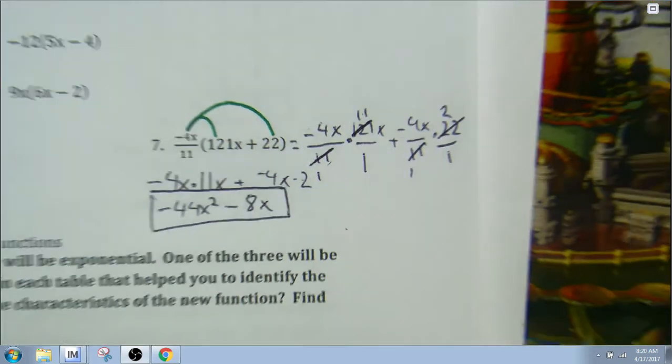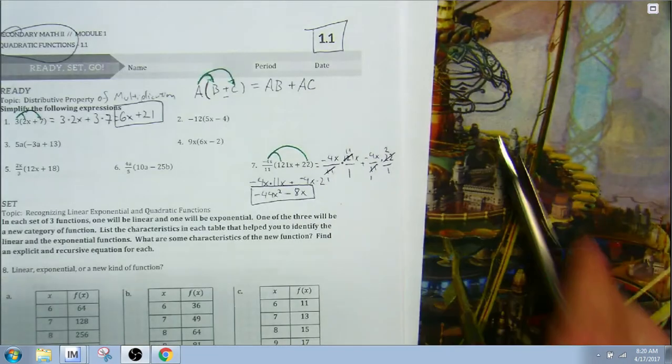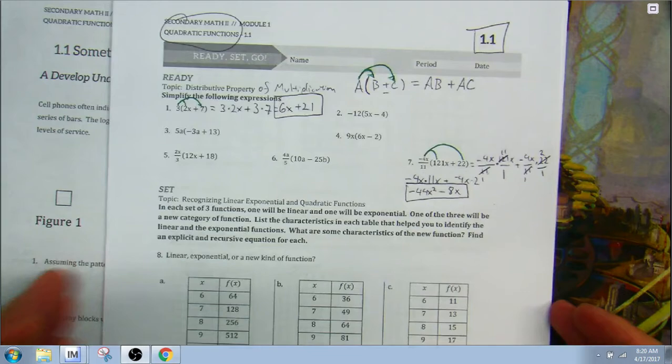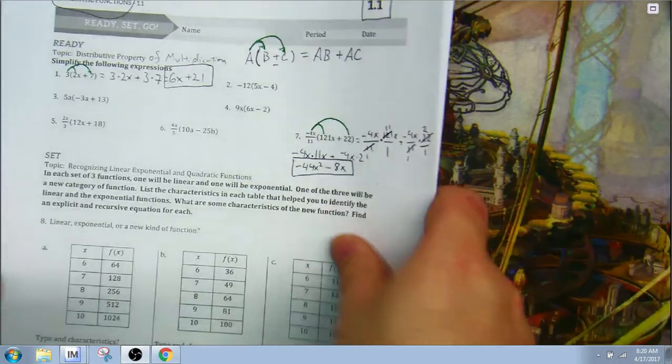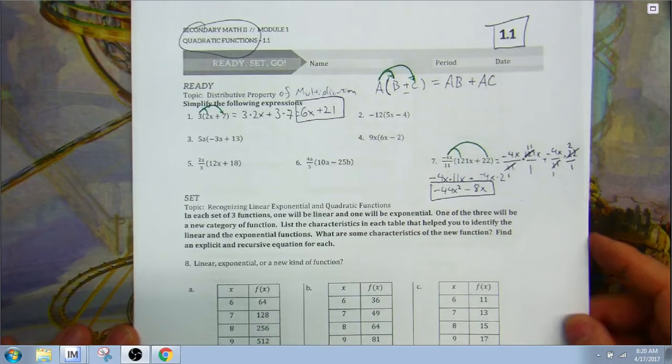So don't be scared of fractions. Don't try to put it in decimals. It's going to be worse for you than if you just work with the fractions and work at how they behave. So that's the first section.